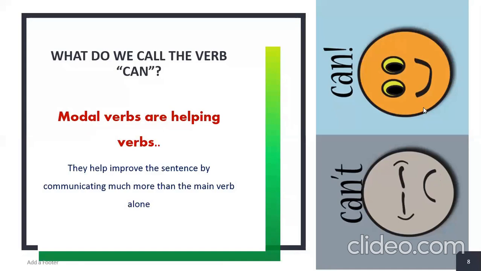Okay, modal verbs, as we said, are helping verbs. They help improve the sentence by communicating much more than the main verb alone. Modal verbs normally precede the main verb and provide additional information about the function of the main verb. In a sentence, the modals cannot stand by themselves and always appear with a main verb.